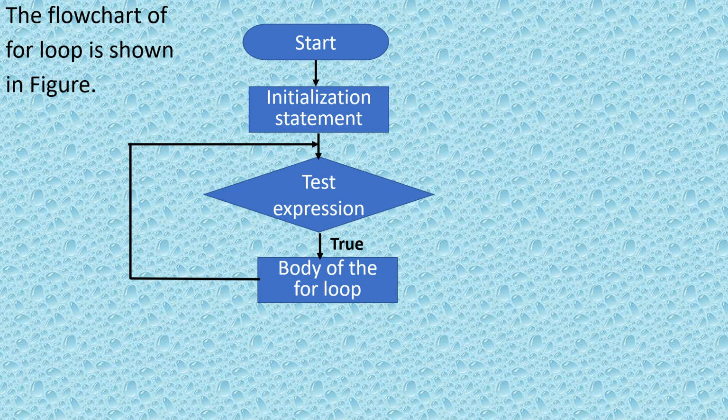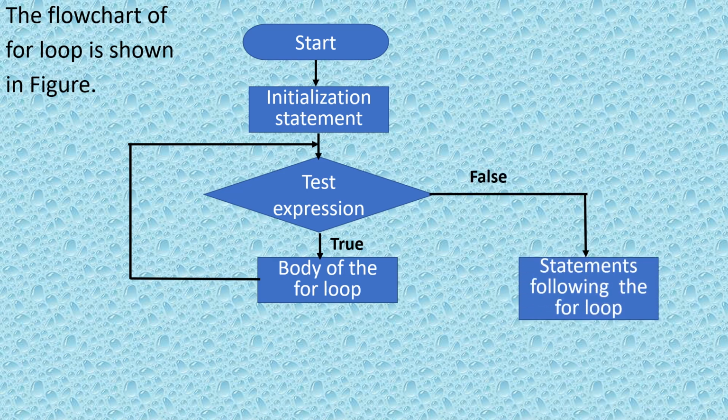Once this test expression becomes false, then it will come out of the loop and it will execute the statements following the for loop, and then it will stop the execution. So by this I think you are neatly able to understand the concept of the for loop, how it works. Now let us see the syntax of the for loop.